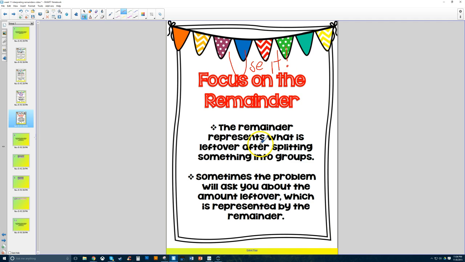So for example, the problem might ask you, how much will be left over after you split something into groups? And so you actually use the remainder. So if the answer was, for example, 5 remainder 6, then you would say 6 leftover cupcakes or whatever it is, 6 leftover apples. And then you would be done. You don't have to think about round it, share it, or drop it.